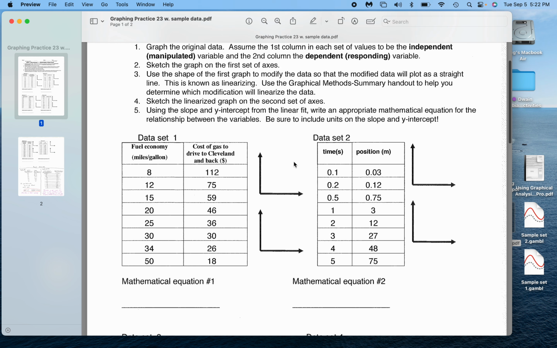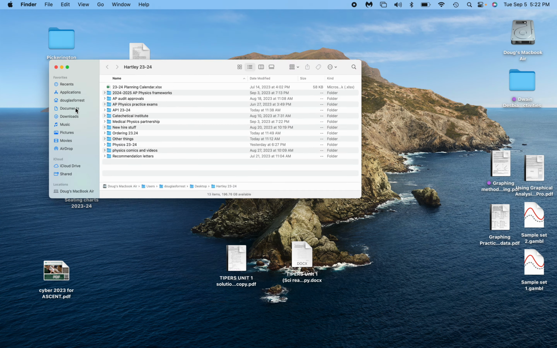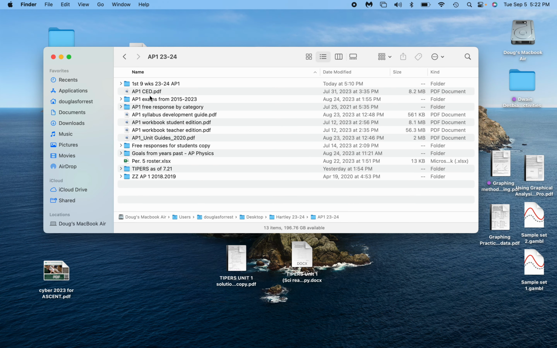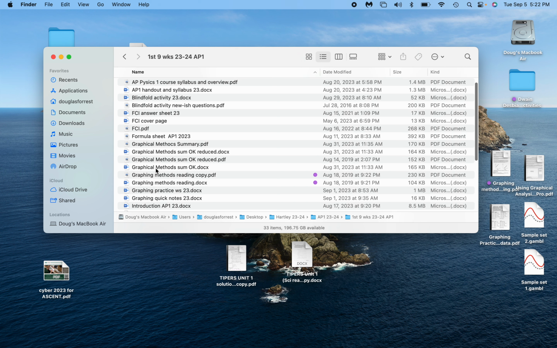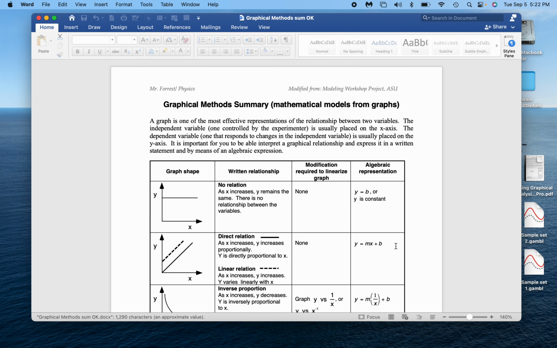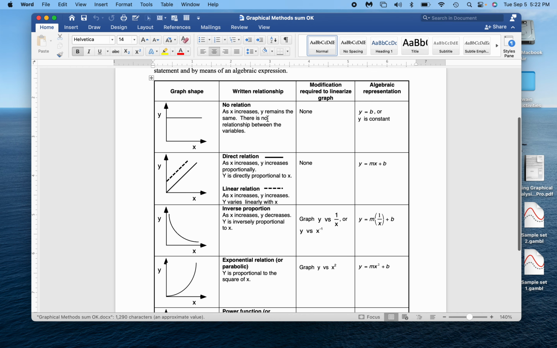This is the initial shape of the graph. This is the linearized version of the graph, and this is the mathematical equation. If you remember, the mathematical equation should look kind of like this, graphical method summary. So when you linearize something, you're going to start off with y equals mx plus b as our general formula, but we don't use y's and x's. We use the y-axis variable and x-axis variable, and we have the slope with units.